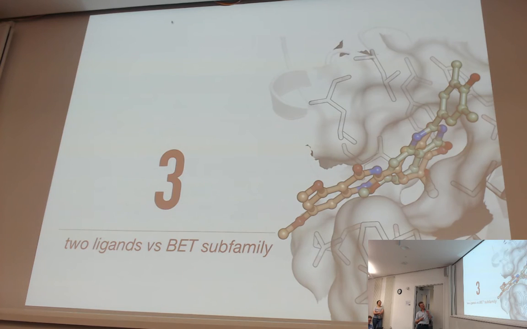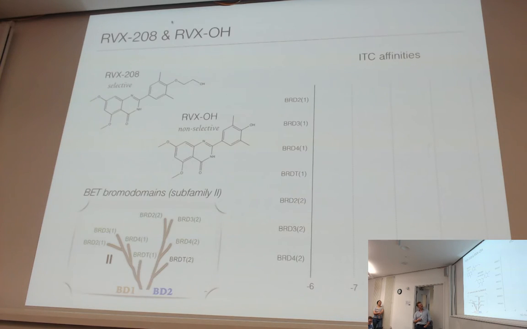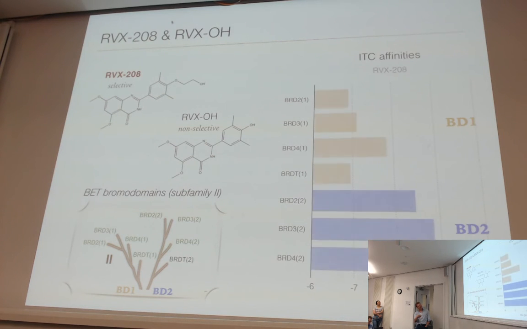A second example is, well, it's kind of two ligands in this case, looking at the BET subfamily. So it's one small subfamily of these bromodomains. And this is the subfamily here. There are two branches to this BET subfamily, so-called BD1 and BD2. And there are two compounds of interest with respect to these bromodomains. One is this RVX208, which is selective, meaning that it binds slightly better to BD2. So this is the data here. It binds slightly better to BD2 compared to BD1. But this RVX-OH compound is non-selective. You don't get any selectivity.